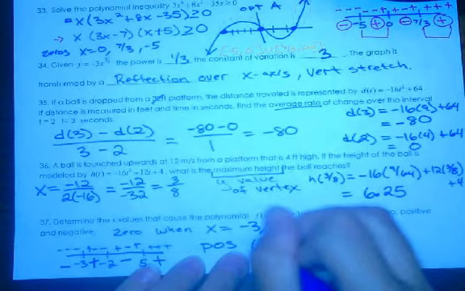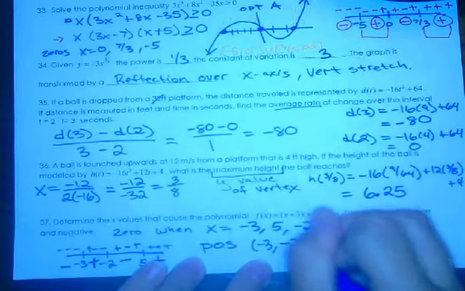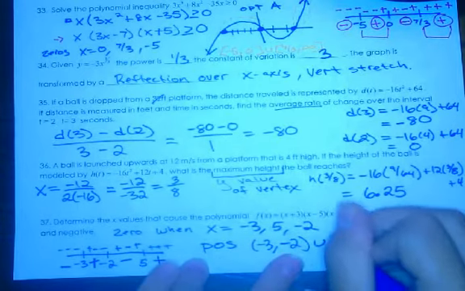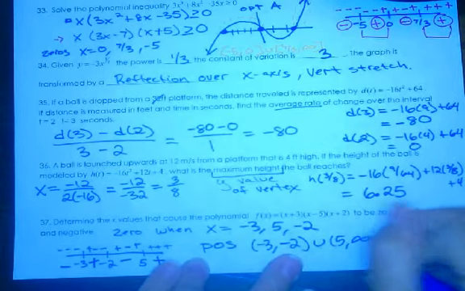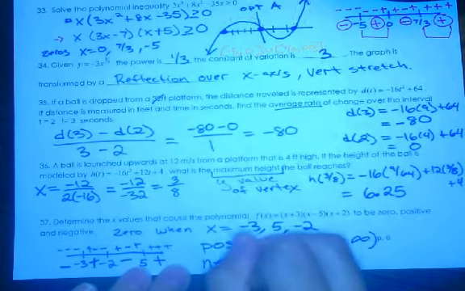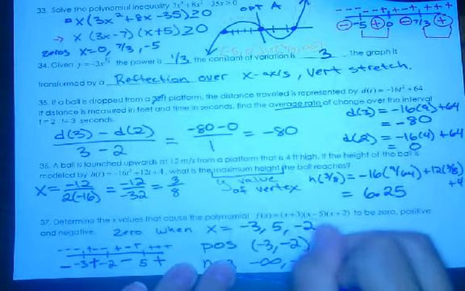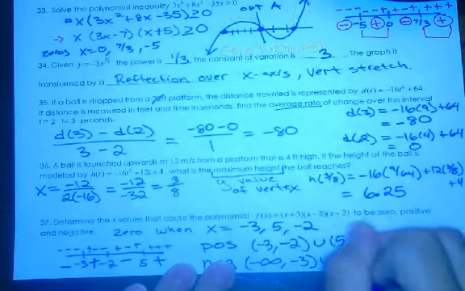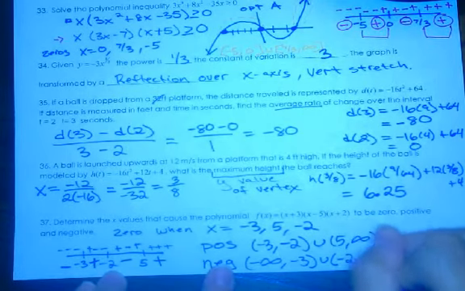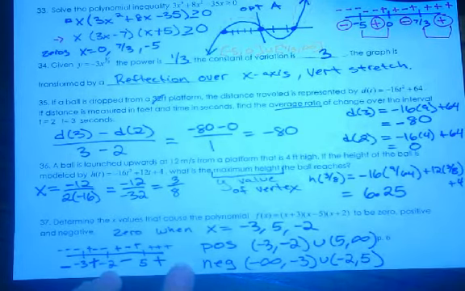So that means this thing would be positive between -3 to -2 union 5 to infinity. And then it would be negative from -infinity until -3 union, and then it was negative again between -2 and 5. Okay?